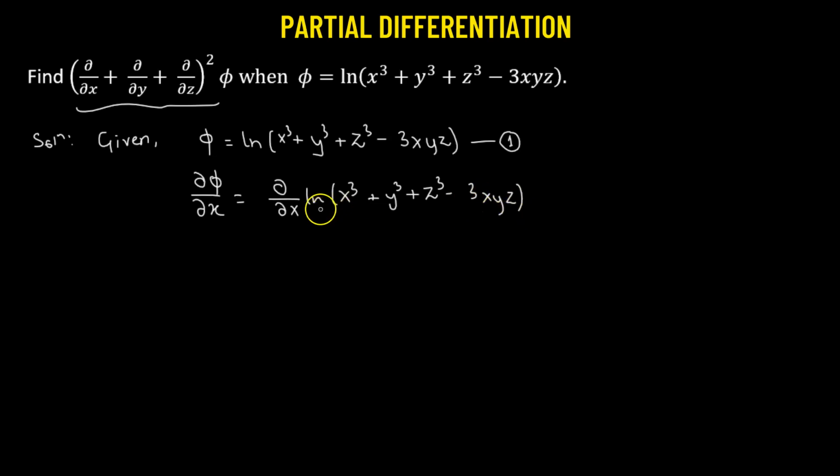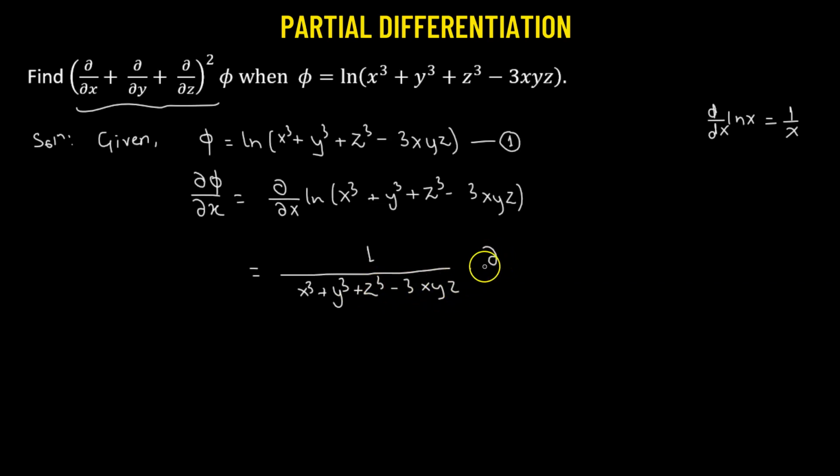Now we know that the derivative of the logarithmic function, so if we have d/dx of log x, that is simply equal to 1 over x. So using this fact, we have 1 over x cubed plus y cubed plus z cubed minus 3xyz, multiplied by the derivative with respect to x of x cubed plus y cubed plus z cubed minus 3xyz. Here we are using the chain rule.